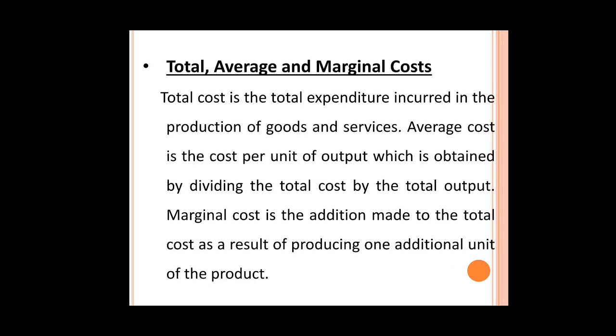And lastly, marginal cost is the addition made to the total cost as a result of producing one additional unit of the product, or simply it refers to the addition to total cost when one more unit of output is produced.